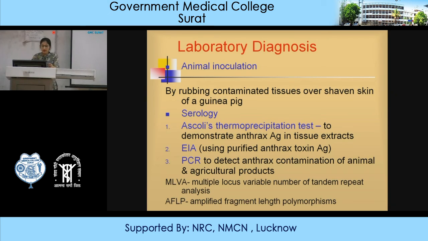Then another test, enzyme immunoassay. Here in this immunoassay, we add the antibody from the patient's serum, and the antigen is coated on the enzyme immunoassay plate. So the anthrax antigen is coated on this ELISA plate. Then PCR, polymerase chain reaction, which directly detects the anthrax antigen in the tissue of the patient.